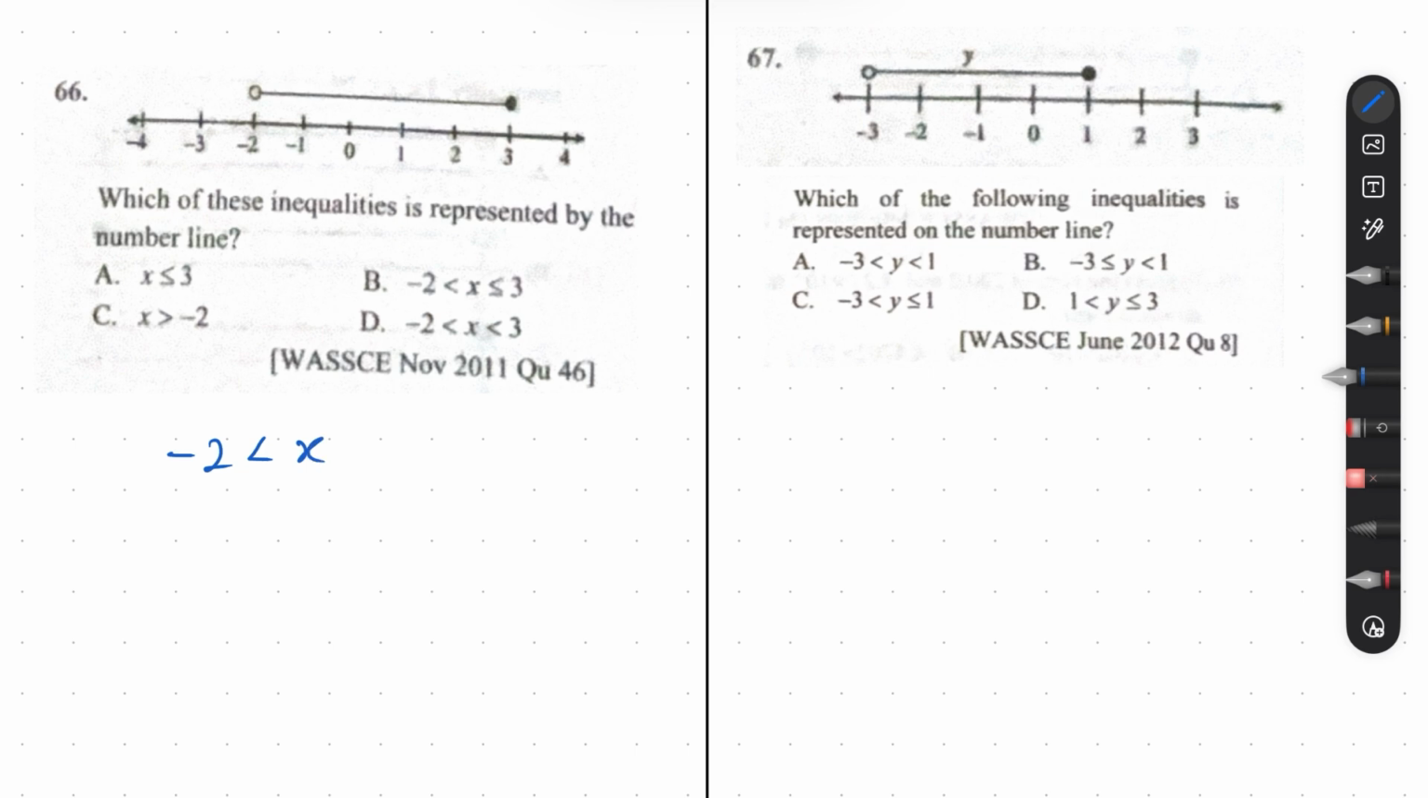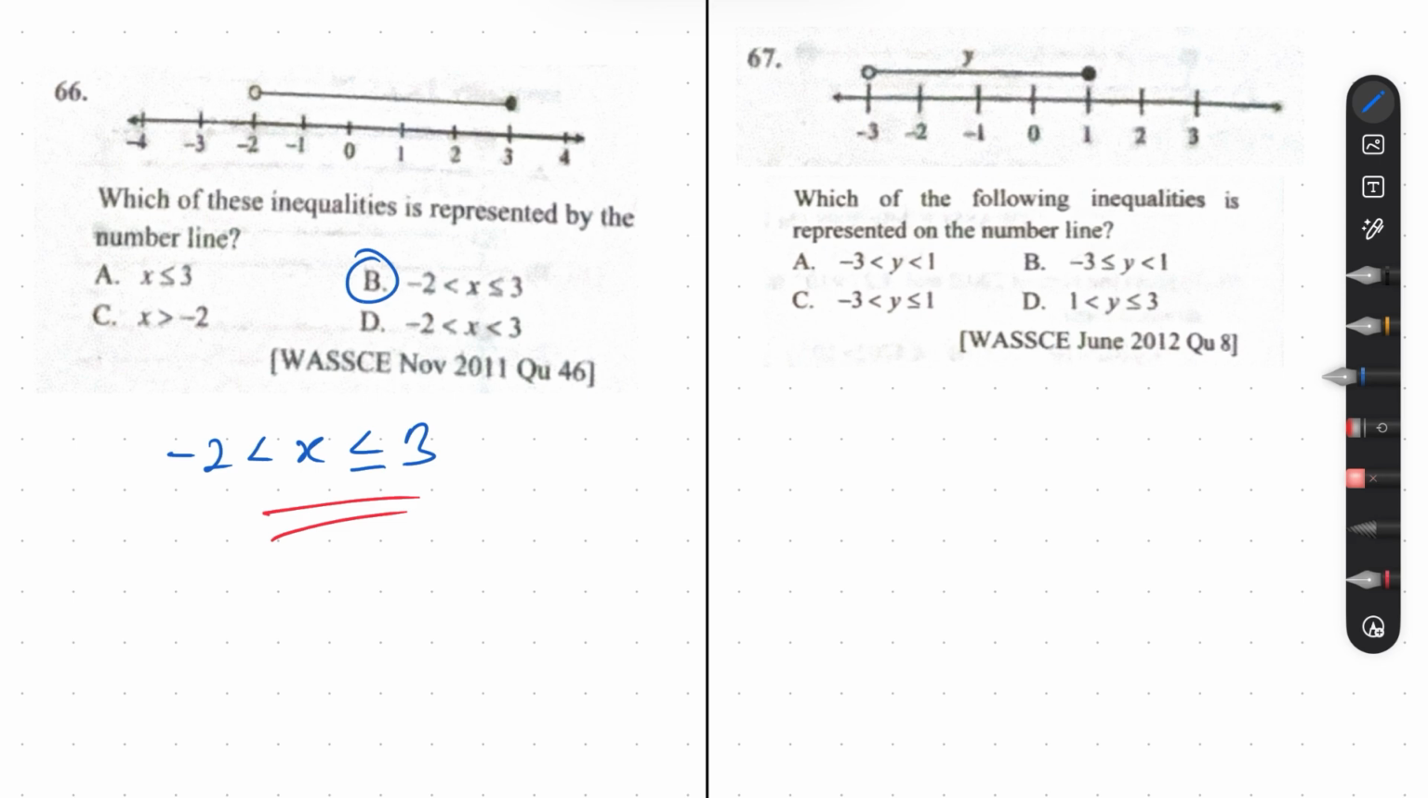Okay, and now here we have inclusive, so that means we are going to use what? Less than or equal to. Okay, less than or equal to what? 3. So this is our solution. Now let's see if it is in the options. -2 less than x less than or equal to 3 is B. Okay, so that is B. The answer is B. Cool. Let's move on to question number 67.